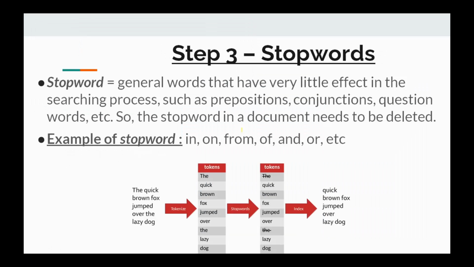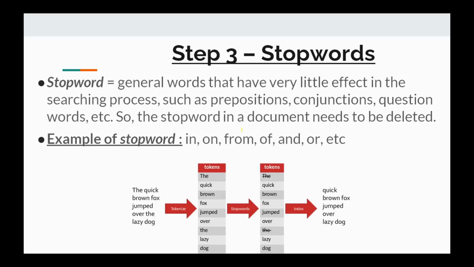Okay, next, step 3. Step 3 is stop word. Stop words are general words that have very little effect in the search process, such as prepositions, conjunctions, question words, and etc. So the stop words in a document need to be deleted, so the computation process can be faster.